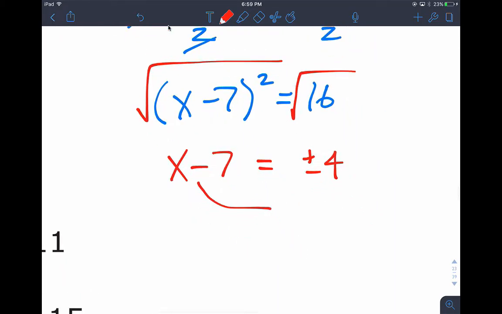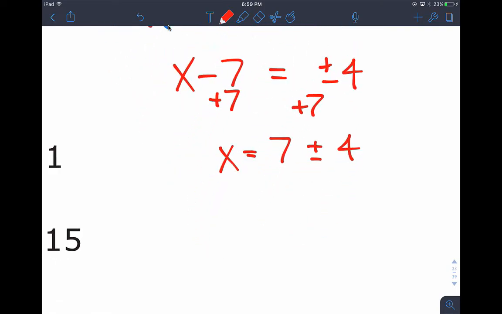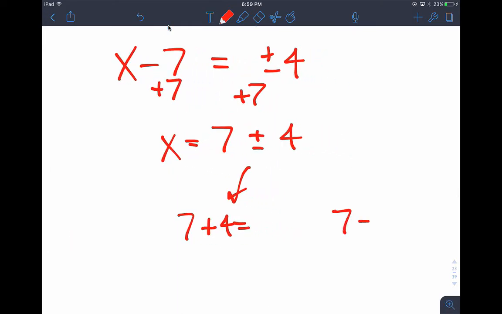Now the last thing we need to do here is add 7 so we can isolate x. So I'm going to write this as 7 plus minus 4. And that means there's 2 answers there. We got to think about what's 7 plus 4 equal, and then also what's 7 minus 4 equal. Whoops, doesn't equal 0. So that'd be 11 as one of your answers, and then 3 as your other answer.